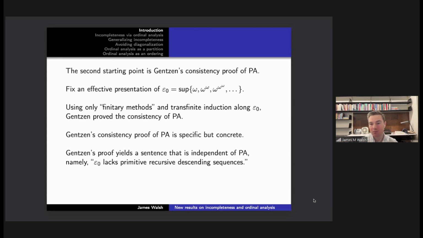But actually, Gentzen pointed out that this detour through the second incompleteness theorem is unnecessary. So it already just pops out of Gentzen's techniques that PA can't prove that epsilon zero lacks primitive recursive descending sequences. And this is arguably the first instance of a non-metamathematical statement that's independent of PA. Okay.